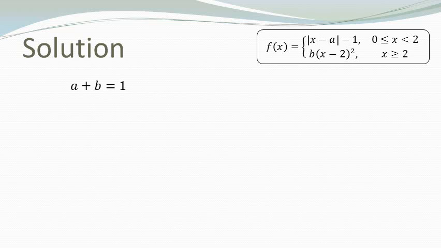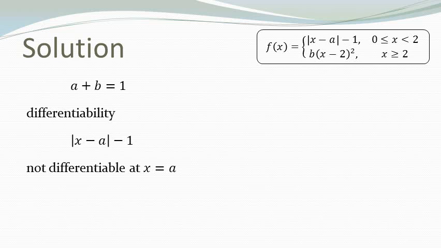Now we have the condition that a plus b is equal to 1 for continuity. Now a is already equal to 1, so that would mean b is equal to 0, which is not allowed. So this option is ruled out. Let us now consider differentiability. So the function to the left of 2 can be written down like this. Now this is not differentiable at the point x equals a.